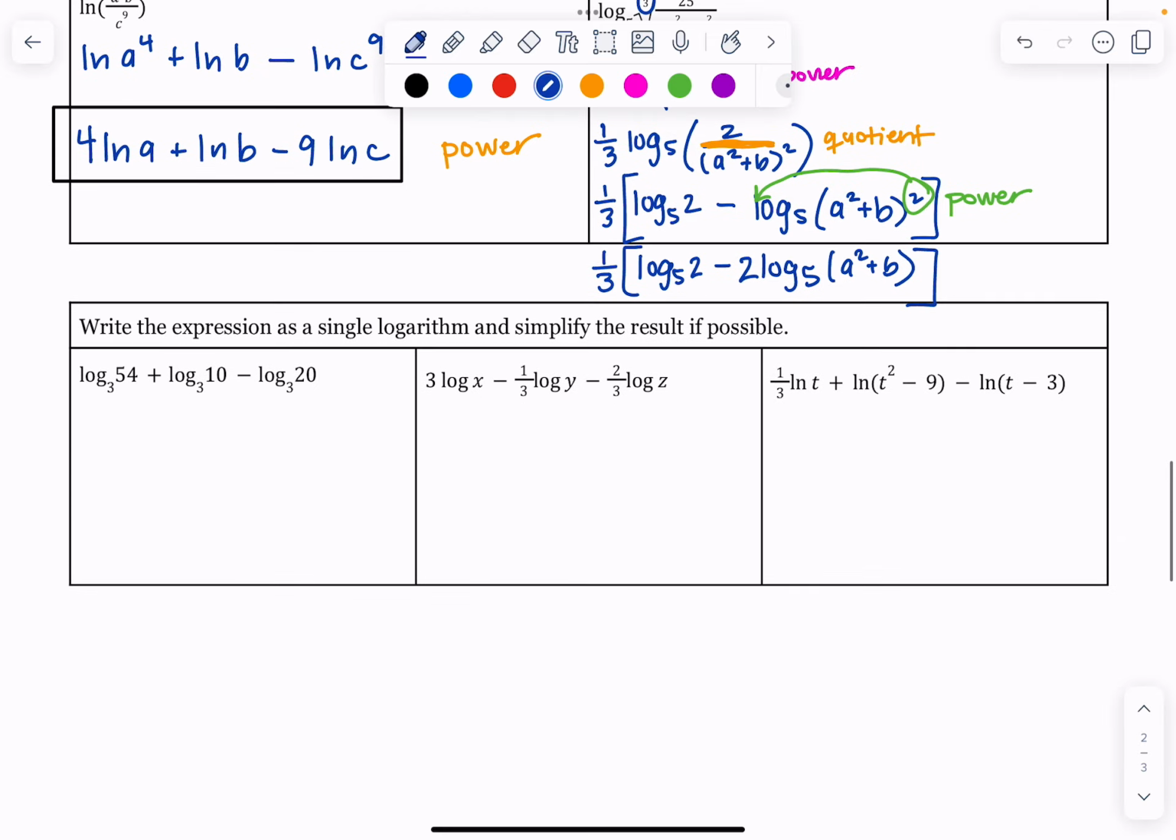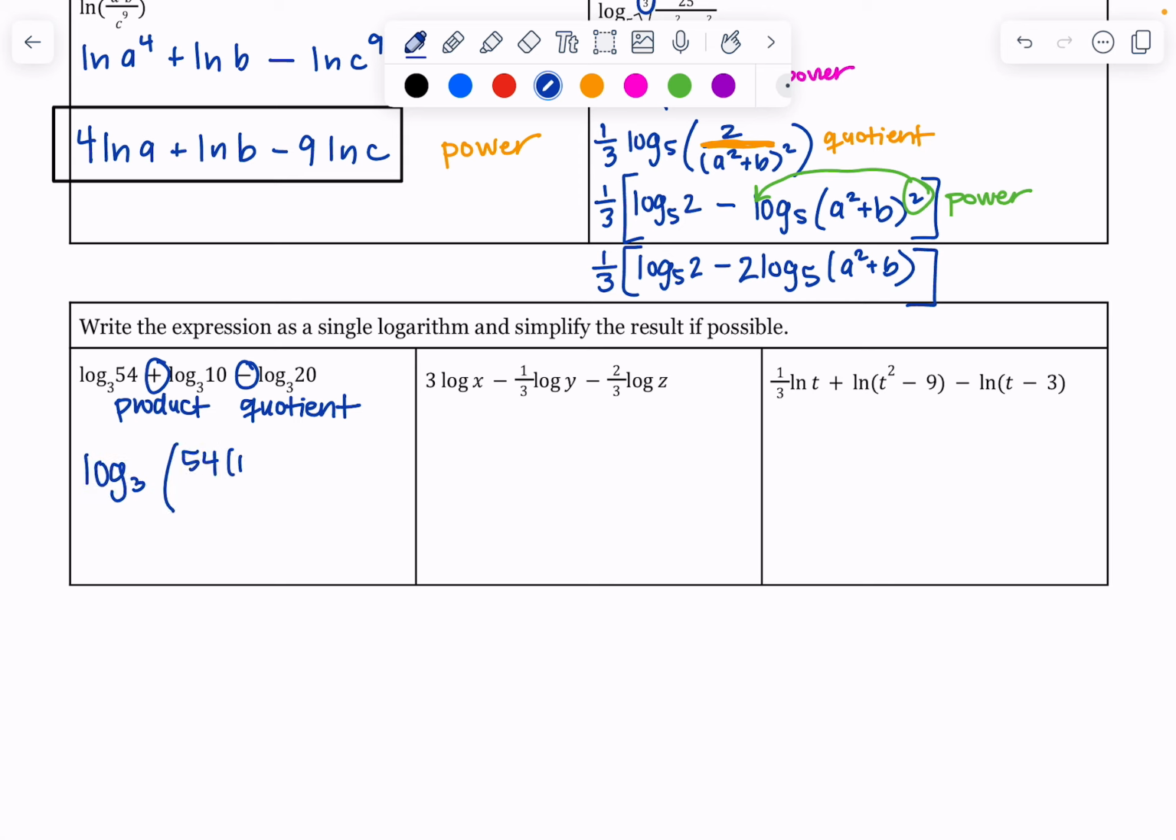All right, the last section says write the expression as a single logarithm and simplify the results if possible. So we're combining this time. So here we have addition, so that would be the product rule. And here we have subtraction, so that would be the quotient rule. Okay, so when I do that, and they're all log base 3, so base 3 is important, but log base 3, and then we're going to have on top 54 times 10 over 20.